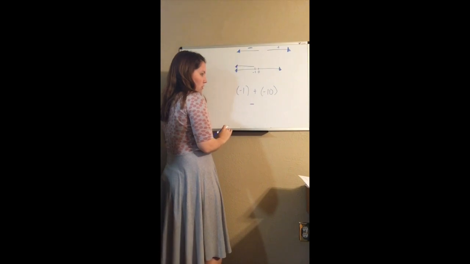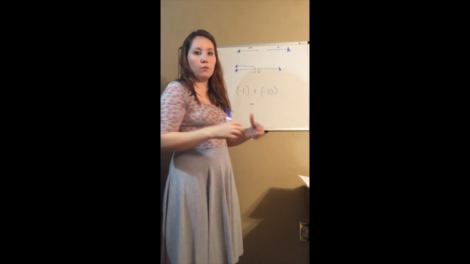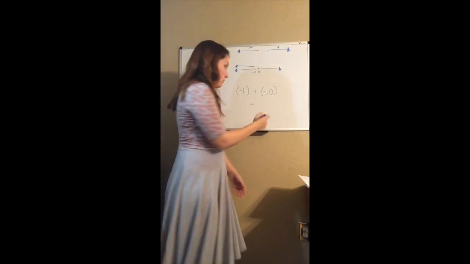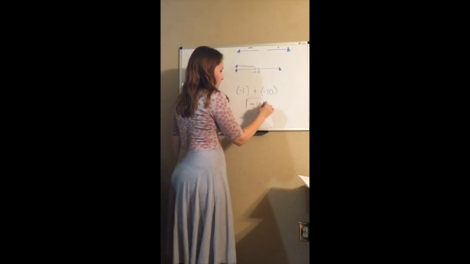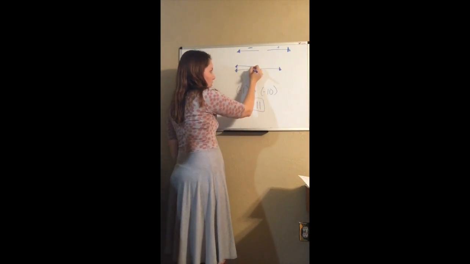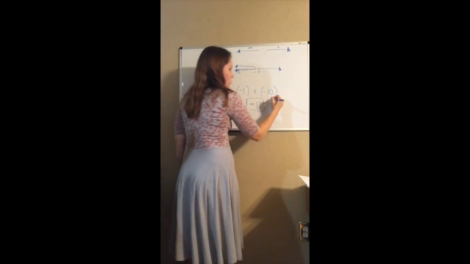So I'm going to look at these. 1 and 10. 1 negative plus 10 negatives, 11 negatives. So we have -11. Again, we can also count them off here if we move over 10. 1, 2, 3, 4, 5, 6, 7, 8, 9, 10. That's at -11.